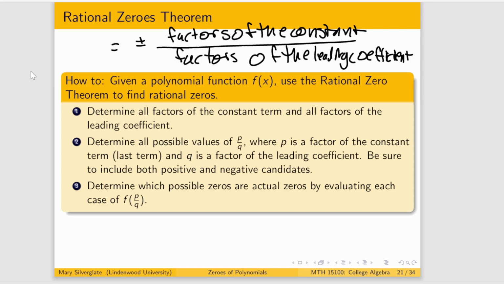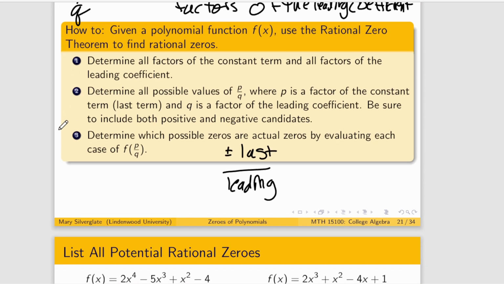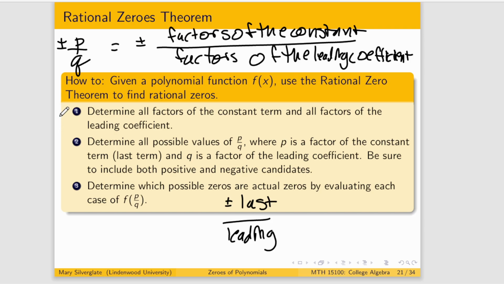For reasons that are in math history that I should probably know, but I don't, the factors of the constant are labeled as p. The factors of the leading coefficient are labeled as q. I don't find p over q to be super meaningful. I tend to think of it as factors of the constant over factors of the leading coefficient. Or if you want something a little bit shorter to remember, it'll be last over leading. So all the factors of the last term over all the factors of the leading term.